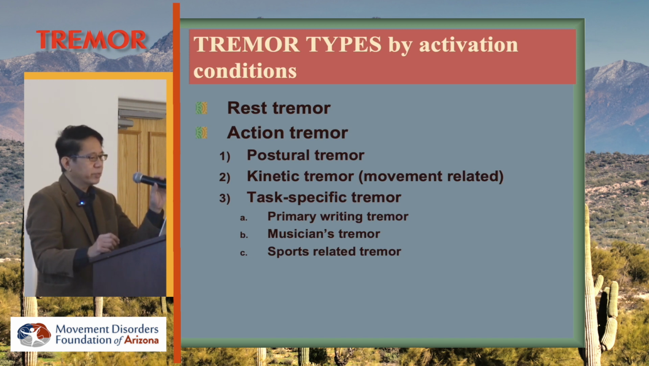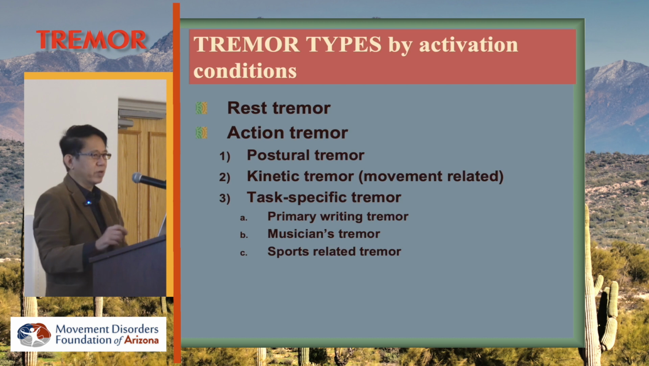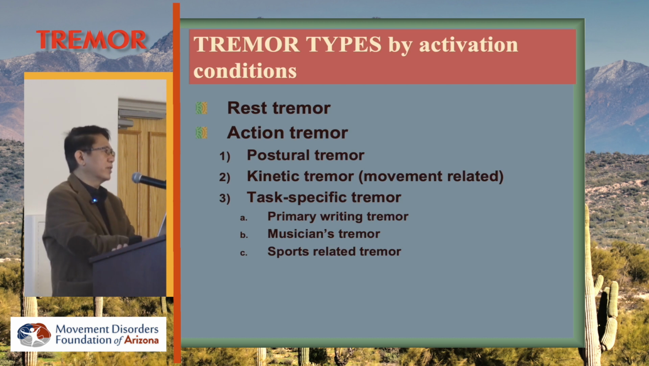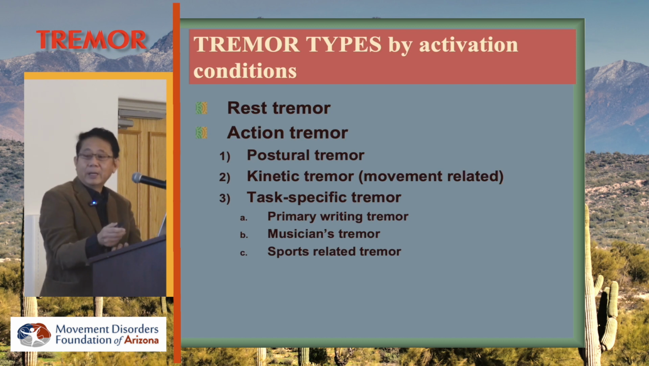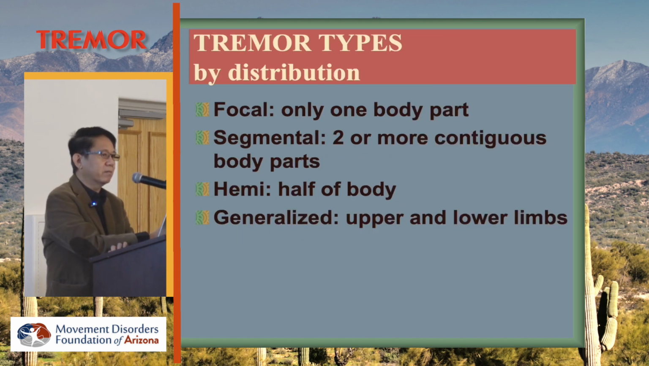And then I also look at the distribution. The most common thing I see is focal tremor. Focal means it's in one body part, for instance just your head, or just your chin, or just your voice, or one hand, and so forth. Whereas segmental tremor means two or more contiguous parts are involved, for instance your head and one arm, or an arm and your body. Hemi means half of the body, either the right side or the left side. And then generalized tremors would be tremors that involve your upper and lower limbs.